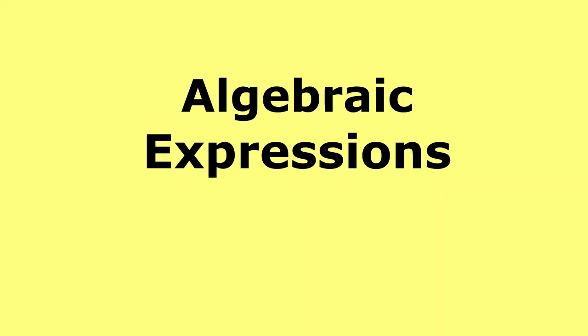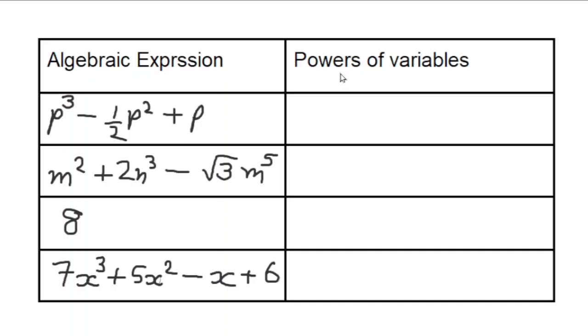Next we will see what a polynomial is with the help of examples. Before understanding what a polynomial is, first see these examples. I will show what a polynomial is with the help of these examples. See here there are 4 algebraic expressions. Just now we have seen what algebraic expressions are, so all these are algebraic expressions.